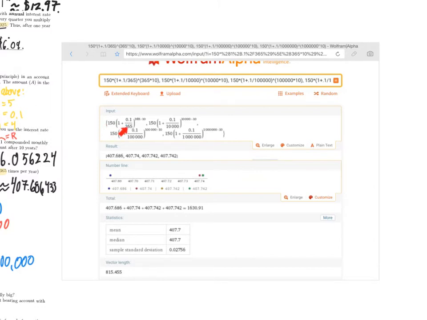What we get when we compound 365 times per year, what happens when we compound 10,000 times per year, 100,000 times per year, 1,000,000 times per year. And here are the actual numbers. 407,686. And that agrees with what we wrote down previously.